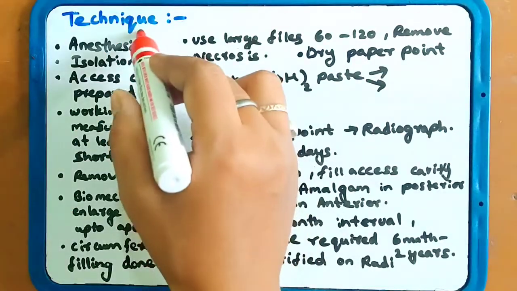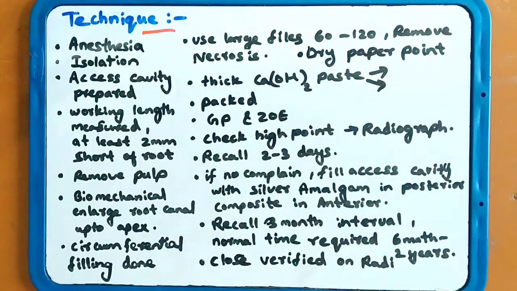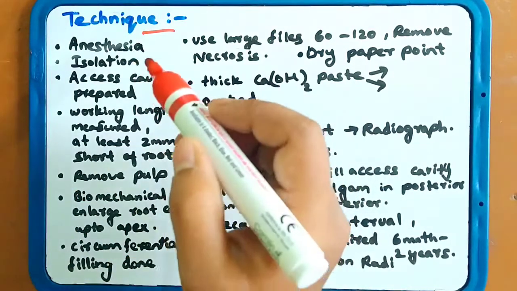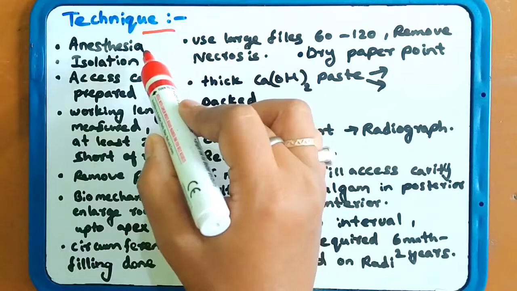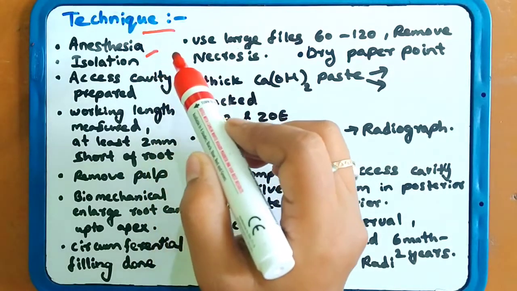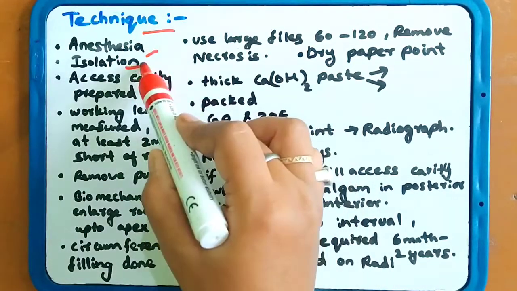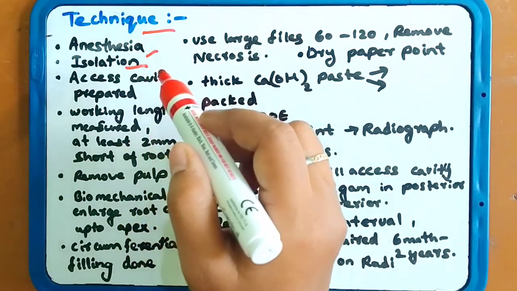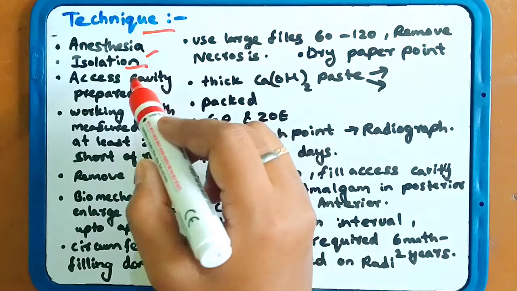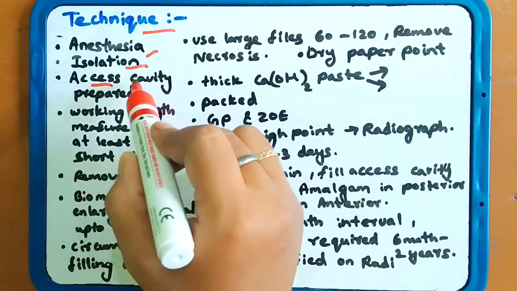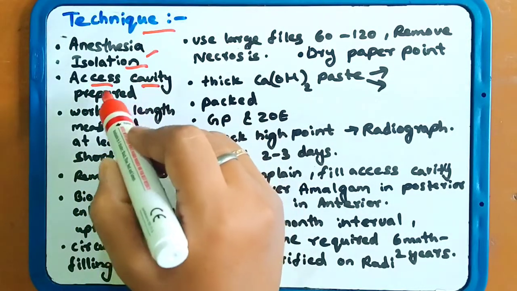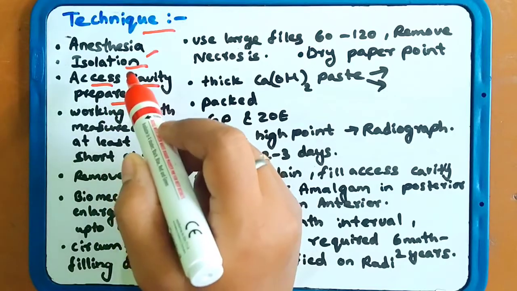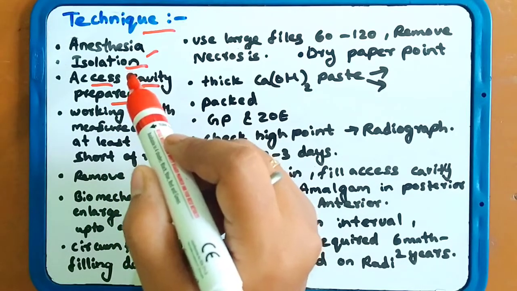What is the technique of apexification? First, you will anesthetize the tooth. Then you dam and isolate the tooth, that is isolation. Then we prepare an access cavity. The access cavity is prepared for biomechanical preparation.